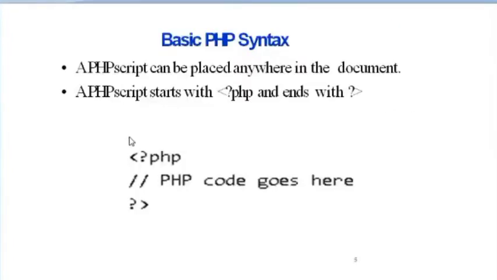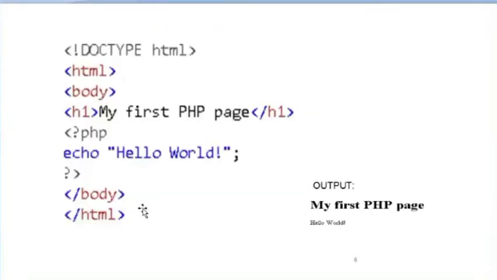This is the basic syntax for PHP. It starts with the less-than symbol followed by a question mark and php, and inside it your PHP code goes. PHP code is similar to Perl and C languages. The PHP code ends with a question mark followed by the greater-than symbol. So this is a sample program.